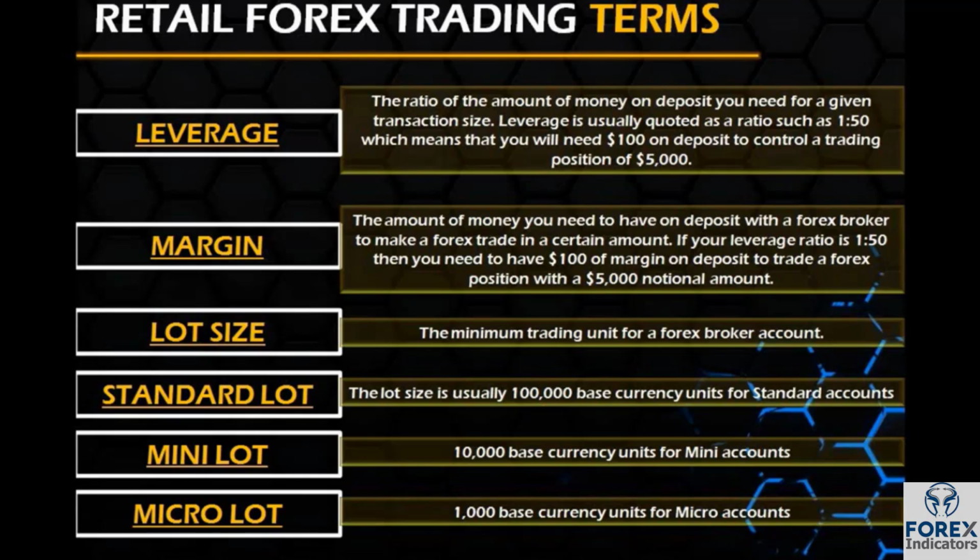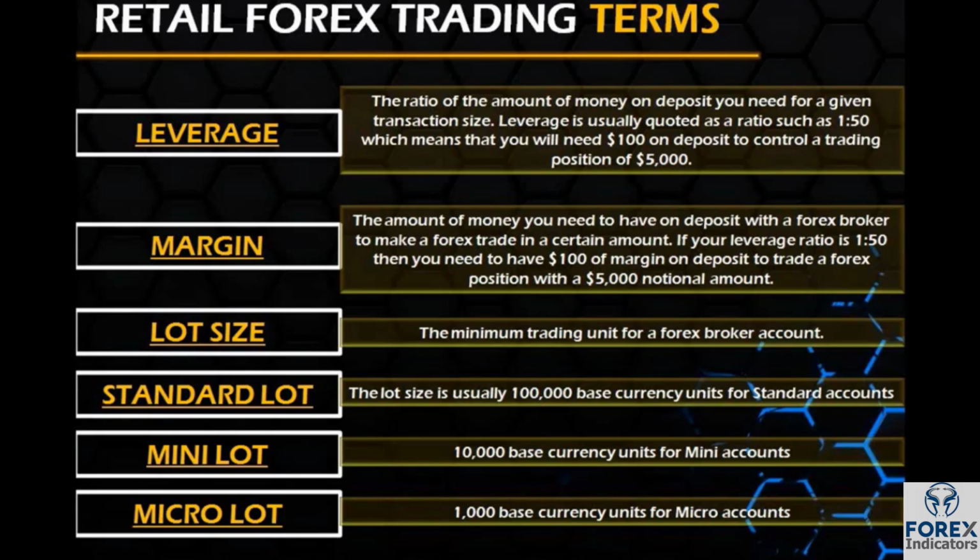Alright, and then we have margin. Margin is the amount of money you need to have on deposit with a forex broker to make a forex trade in a certain amount. So if your leverage ratio is 1:50, then you need to have $100 of margin on deposit to trade the forex position with a $5,000 notional amount. In simpler terms, for you to place a trade, you must have that amount on deposit. Let's say if you want to buy 10,000 units of Euro USD, you must have at least about $50 to place that trade, depending on the price at which you're buying or selling.